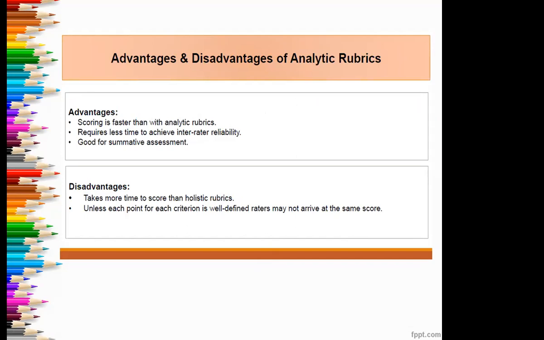Advantages and disadvantages of analytic rubrics. Advantages: scoring is faster than with holistic rubrics, requires less time to achieve inter-rater reliability, good for summative assessments. Disadvantages: taking more time to score than holistic rubrics. Unless each point of each criterion is well defined, raters may not arrive at the same score. This is why it's very important to also design a very good analytic rubric.